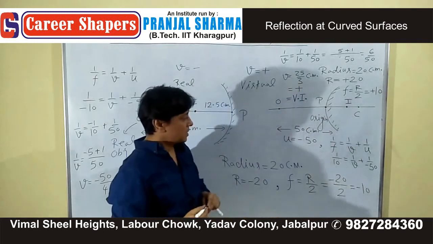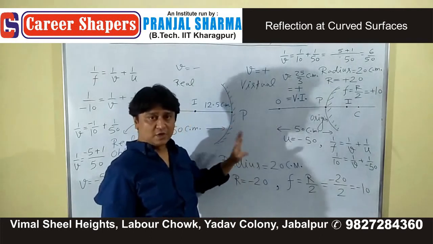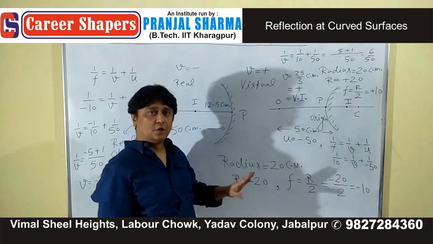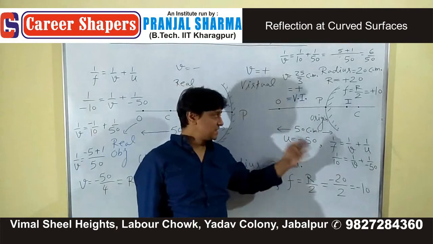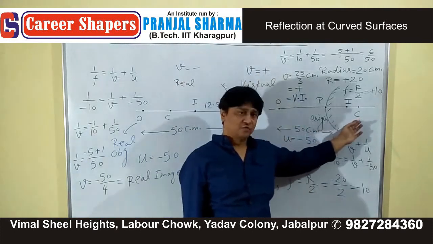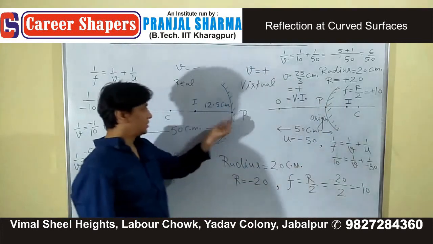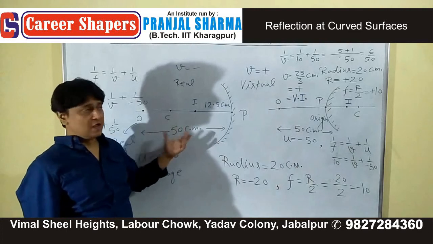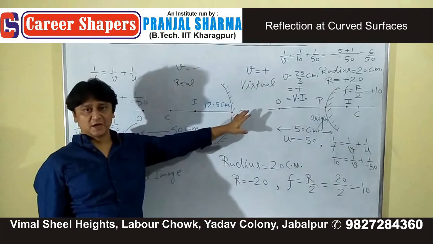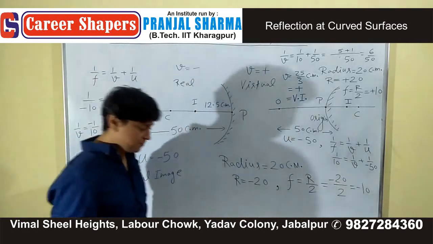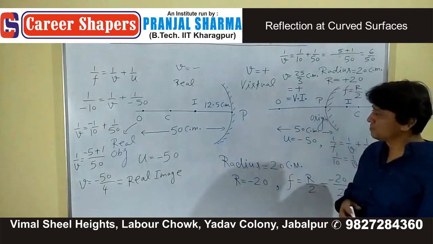So the final conclusion is what? Things which are known, take them with proper sign. Unknown things without any sign. Regarding radius, always decide radius with the help of the center of curvature. If it falls on the right hand side, take it positive. If it falls on the left hand side, take it what? Negative. And then in front of the mirror is real, back side is what? Virtual. For any type of mirror, use this logic. Note down everything.